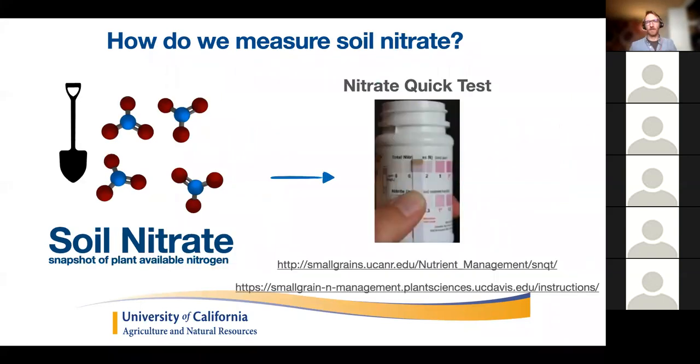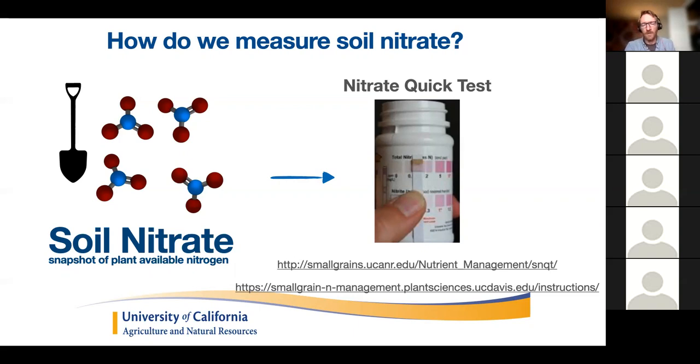First of all, soil nitrate, that's pretty straightforward, right? This is something you can measure pretty much any time, and it's going to be a snapshot in time of how much nitrate, how much plant available nitrogen is available to your crop in the soil. What's your bank account look like at that given time?